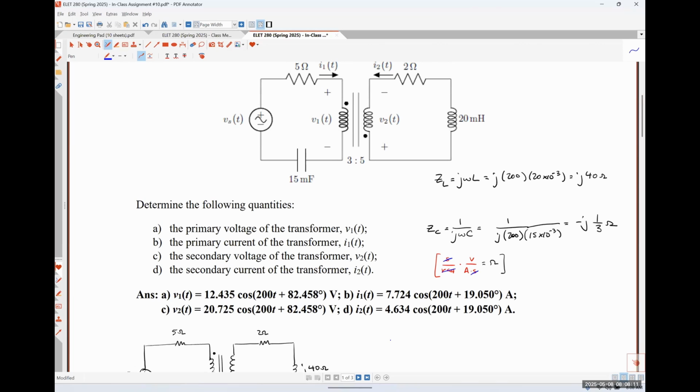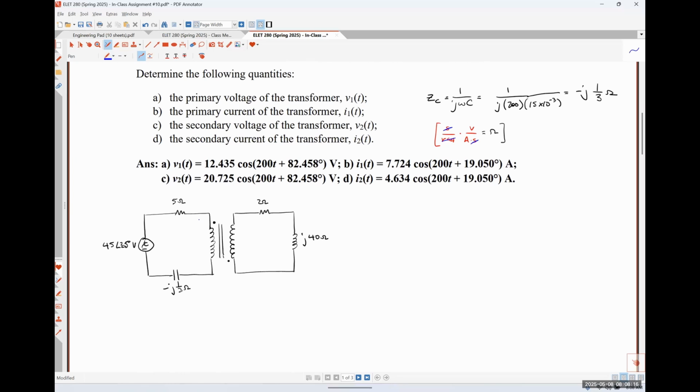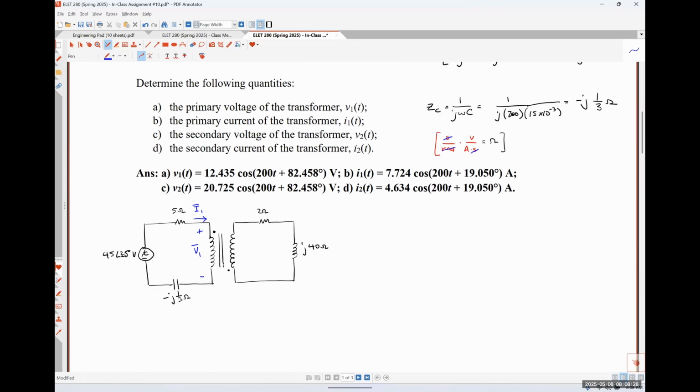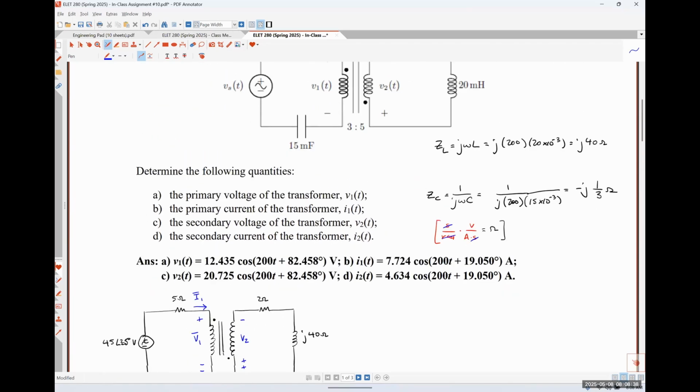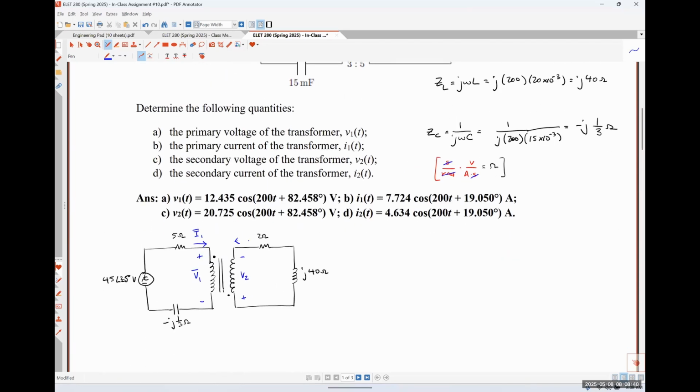So I can see that V1 is defined with positive polarity on top. And my current I1 is defined as flowing in, like so. And V2 is defined as positive polarity on bottom. And I2 is flowing into the undotted terminal, like so. Okay.